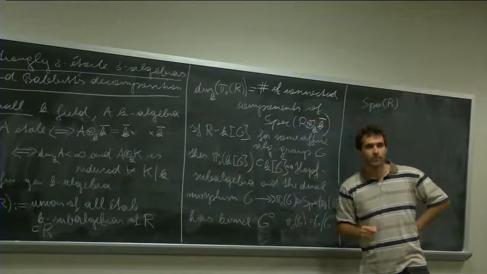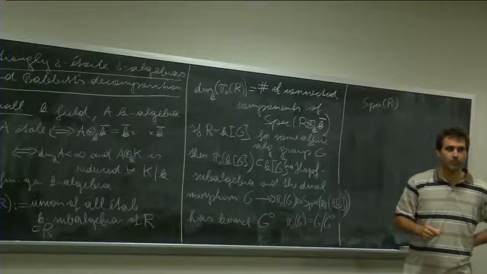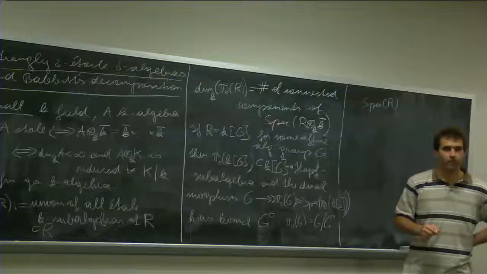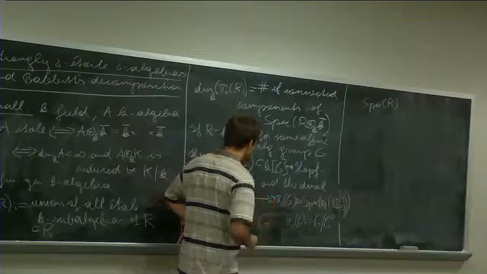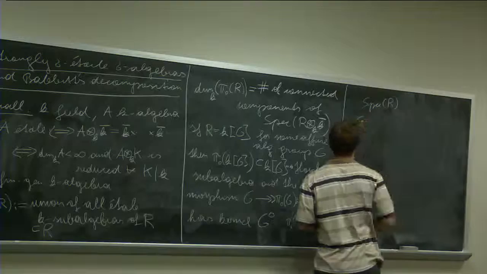I was wondering if you could give the pure group definition of the identity component as the smallest subgroup of finite index. The smallest abstract subgroup of finite index? Yes, you can define it by some universal property if you want.